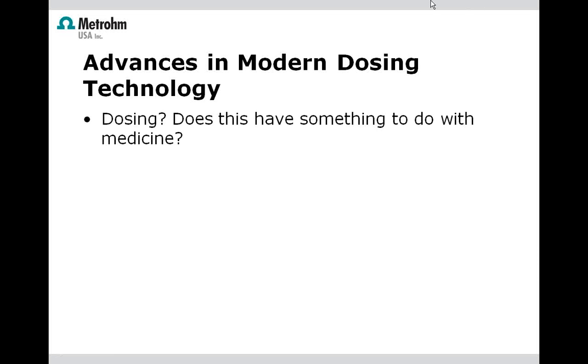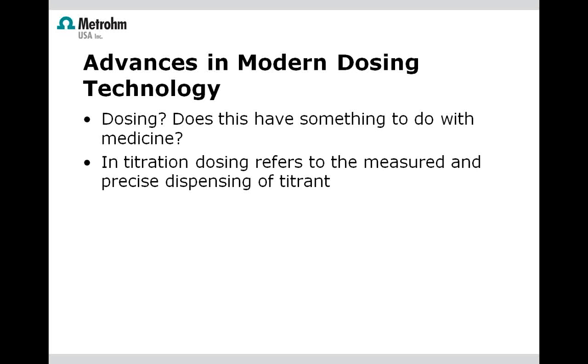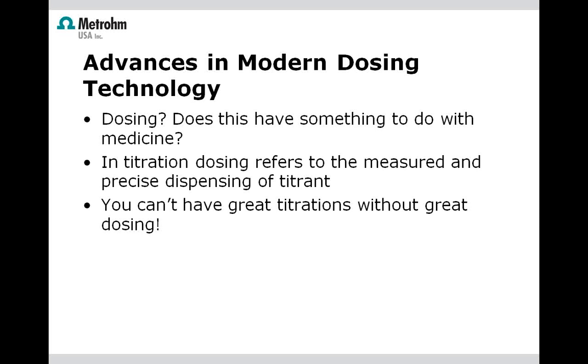Basically, dosing is one of these things you don't typically think of that much, and usually if you think dosing, you think dosage with medicine, which is not what we're actually talking about. In titration, dosing refers to the measured and precise dispensing of titrant. And you really can't have a great titration if you don't have great dosing. So you need to have a way to dispense your liquid that is very precise, at the correct speed for your titration, and can have very, very repeatable small increments.